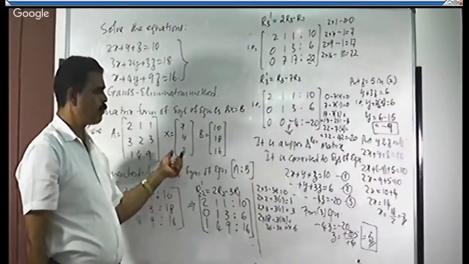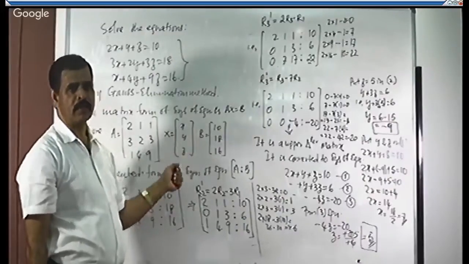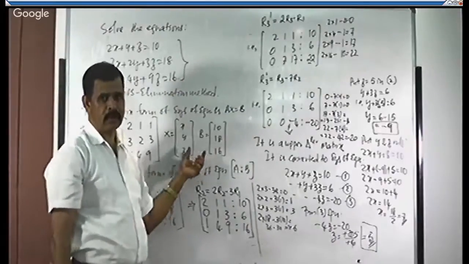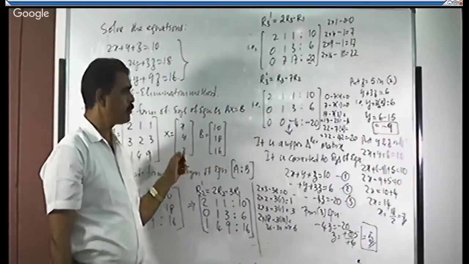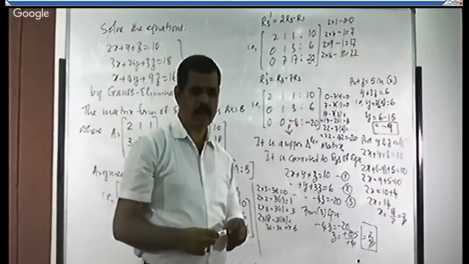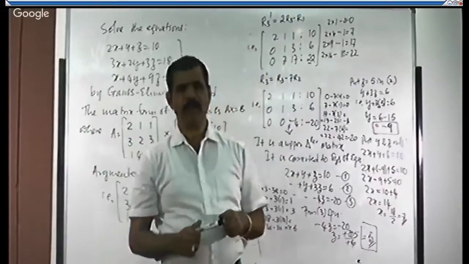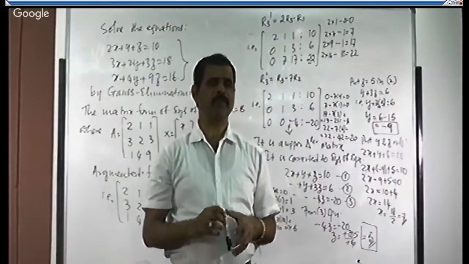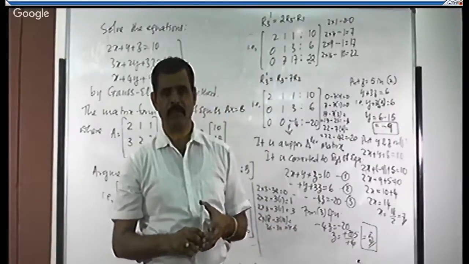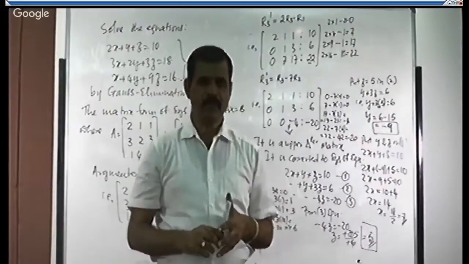You work out more problems, so then it will be easy to get good marks, right? So in this class we discussed the characteristic equation, characteristic roots, verification of the Cayley-Hamilton theorem, and the application of matrices, that is solving simultaneous equations using the Gauss elimination method, right? So with this I conclude today's class.